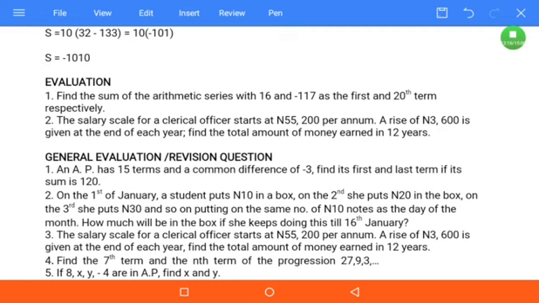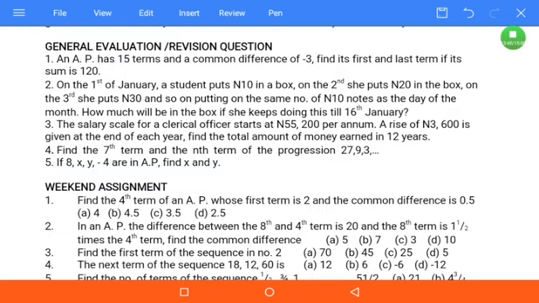So the salary scale for the clerical staff starts at this per annum. A rise of this is given at the end of each year. Find the total amount of money earned in 12 years. So after 12 years, n is 12. What will be the sum of money? So S equals to what? You use n over 2. N is 12. 12 over 2 into 2a, 2 times this, plus n minus 1, that's 12 minus 1, 11, times d. D is 3,600 and you are done.